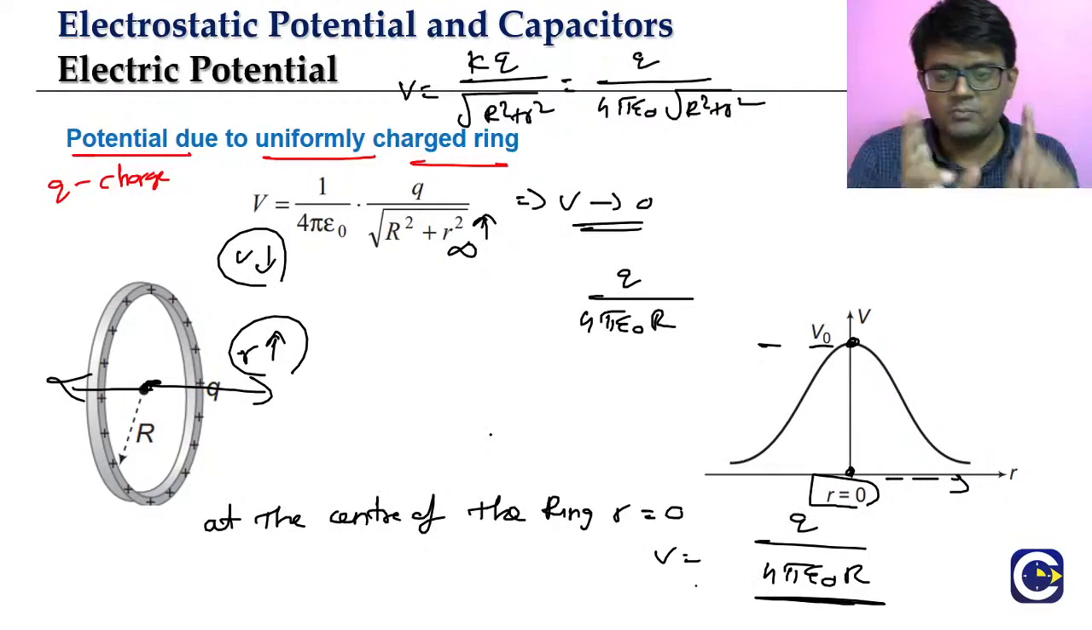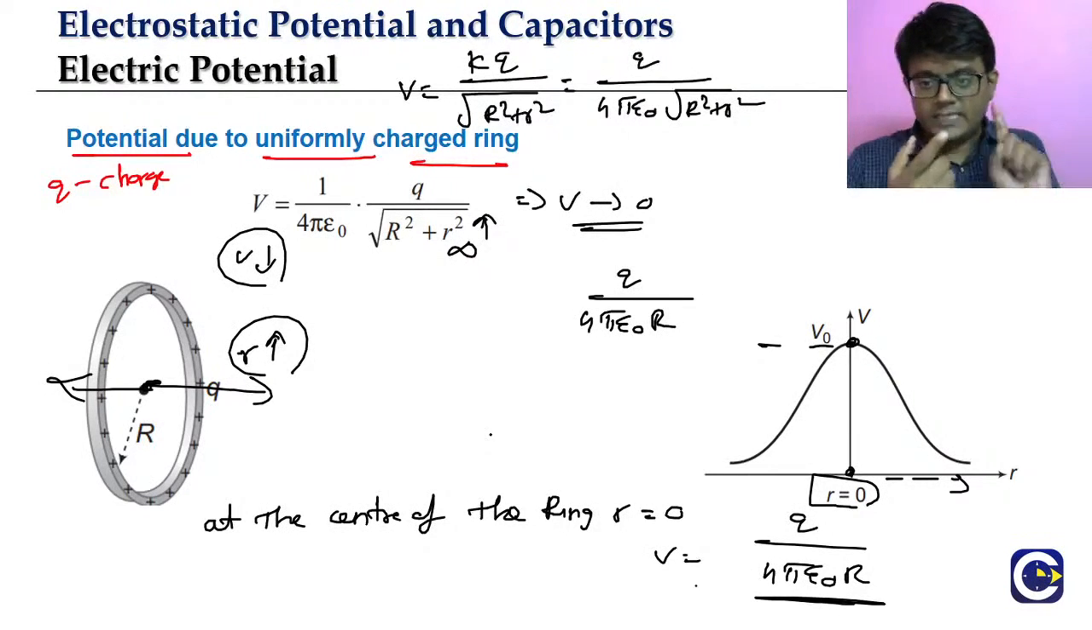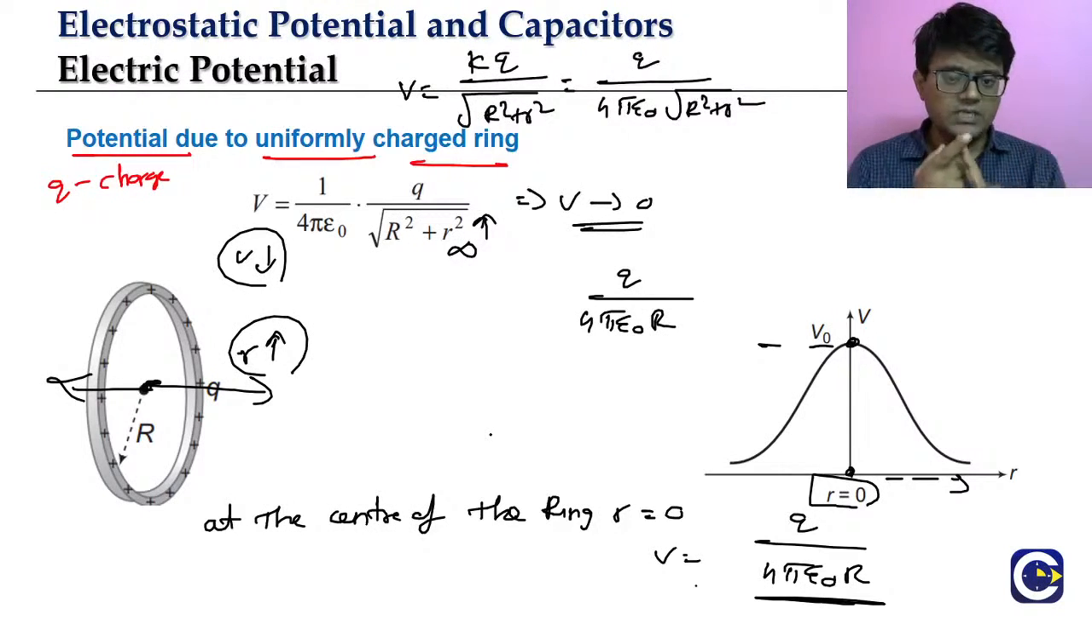In this, there are two important terms. One, the expression: kq by root of capital R square plus small r square. Second, the variation. In recent years we are getting a lot of questions on graph analysis, so we should focus on how to represent any expression we have graphically and how to analyze the graph. We should be ready for that model of questions.